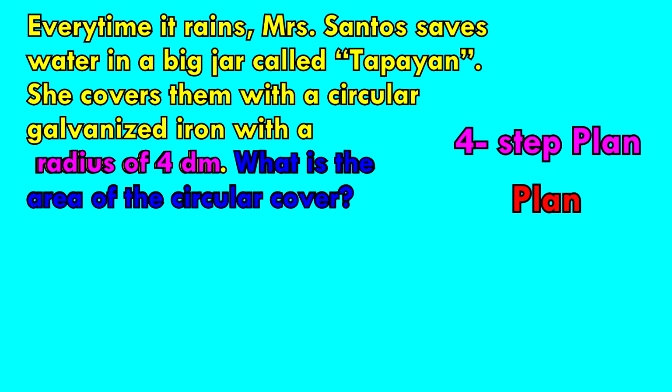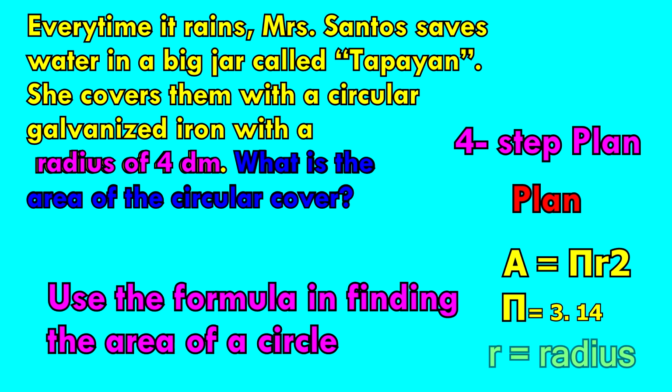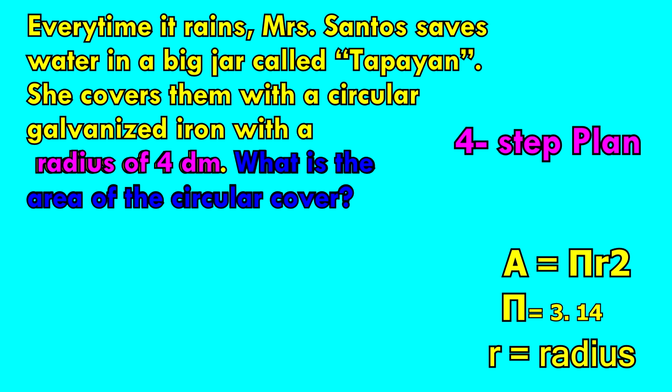In order for us to find the area of the circular cover, we must use the formula in finding the area of a circle. And the formula in finding the area of the circle is A is equal to pi r squared, where pi is equivalent to 3.14, and r stands for radius. So, the third step, it would be solve.